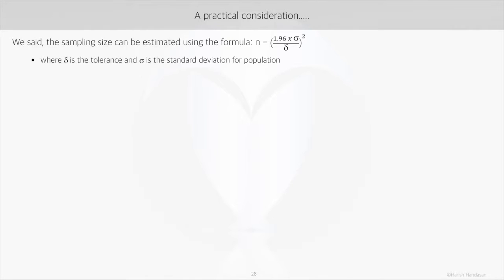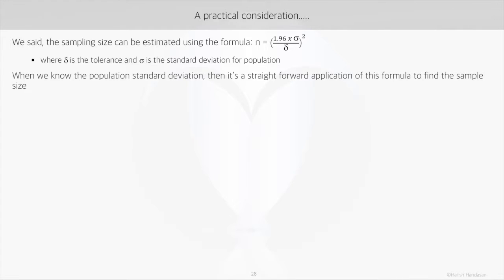Now, this is the standard deviation formula we discussed. In this formula, the sigma we use is for the population. That is, this sigma represents the population standard deviation. When we know the population standard deviation, then it's a straightforward use of this formula to find the sample size.